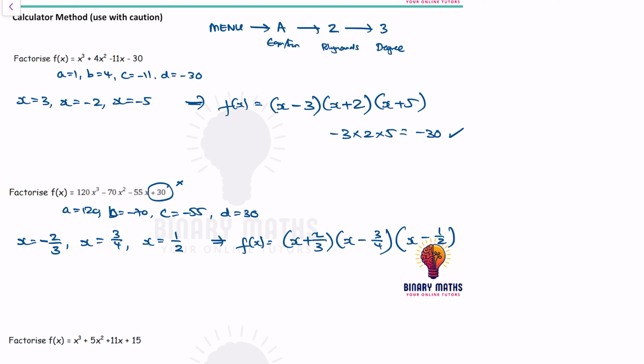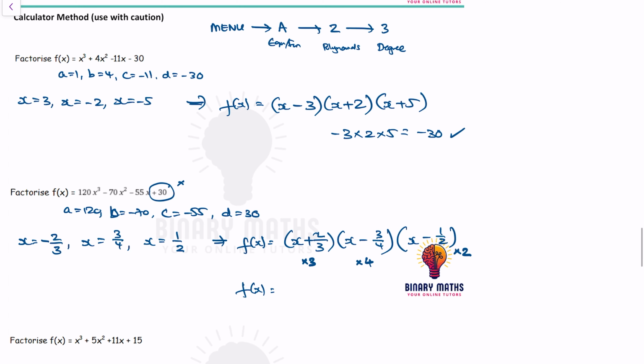So what you need to do is think, okay, I don't like these fractions everywhere. So I'm going to multiply this bracket by 3 to get rid of the denominator at the bottom. I'm going to multiply this bracket by 4 to get rid of the denominator in the second fraction, and times this by 2. So when we do that, we end up getting f of x is equal to 3x plus 2 for the first bracket, 4x minus 3 for the second bracket, and 2x minus 1 for the third bracket.